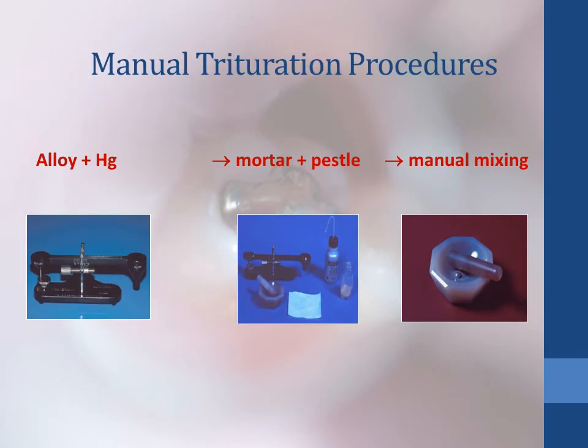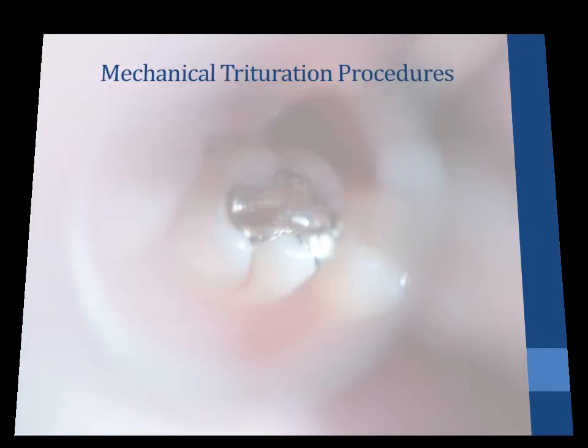Manual trituration: alloy and the mercury are mixed in the mortar and pestle. This is called manual mixing, and we do it by hand. With the mortar and pestle we grind, or compress the amalgam and the mercury together, and we allow the liquid mercury to wet the powder completely and carry on triturating it till we achieve this kind of shiny silver mass.